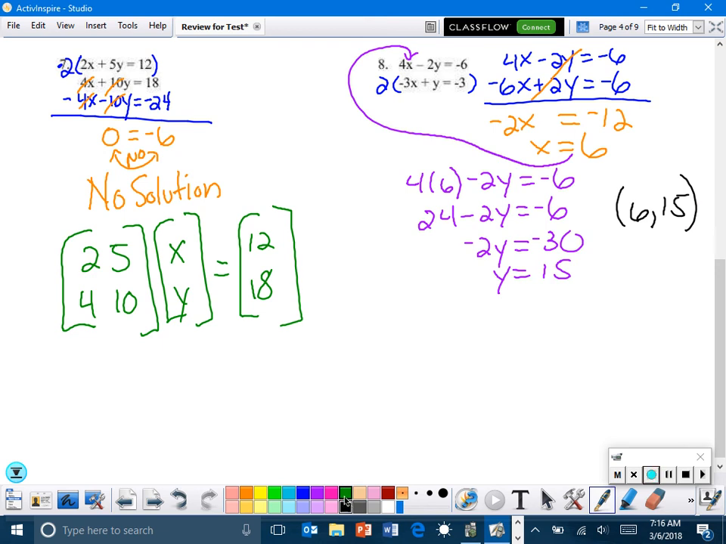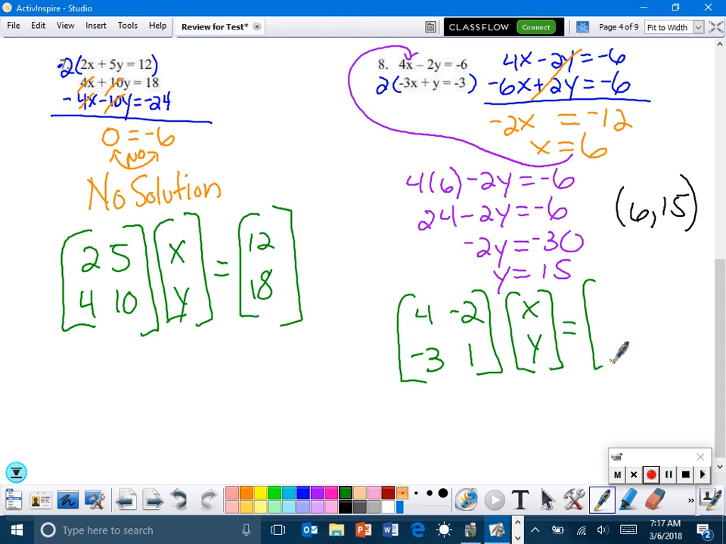Okay, set up the matrix. I'm going to set the matrix up, but I am not going to do it on the calculator. Okay, so 4, negative 2, negative 3, 1. All right, go ahead and put that into the calculator if you need to, and you'll get the same answer, 6, 15. All right, moving on. Number 9 and 10.